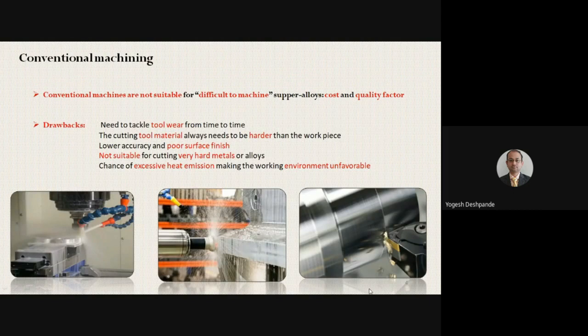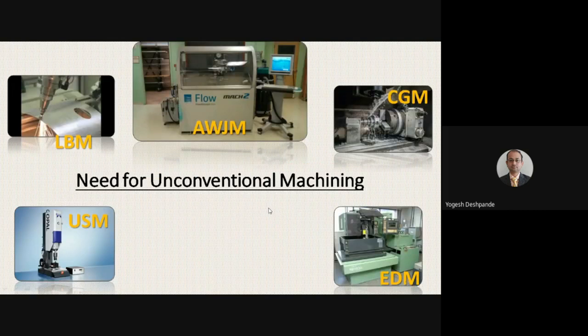By looking at conventional and unconventional machining, and some drawbacks of unconventional machining like poor tool life, poor surface finish, and creating pollution during and after the machining process, conventional machines are not suitable to cut difficult or hard materials like superalloys based on the cost factor and quality factor. And that's why the need for unconventional machining arises.